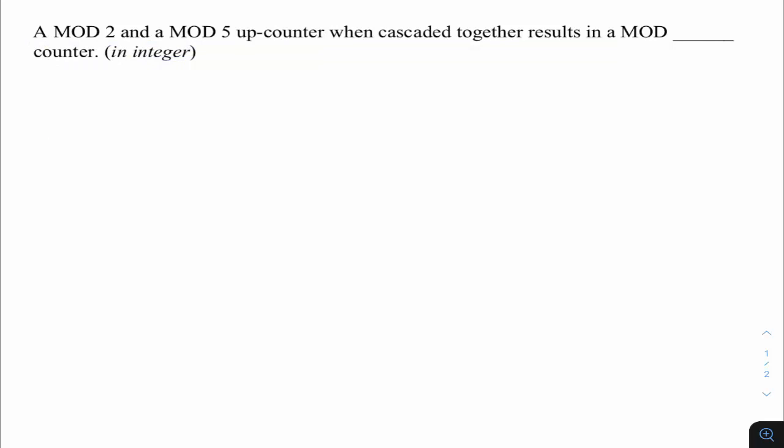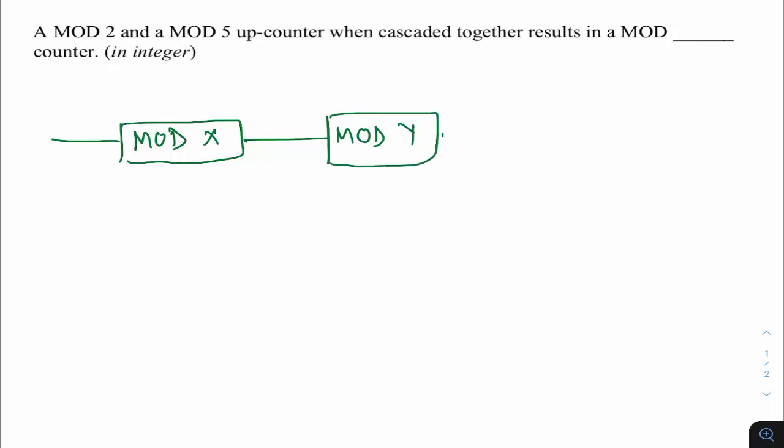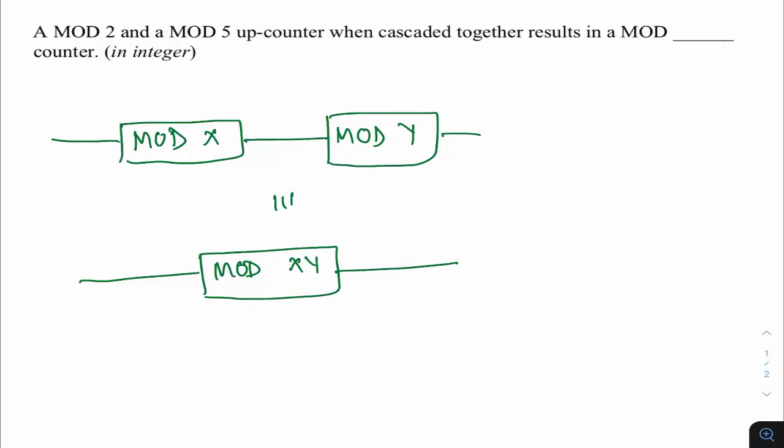You know the concept: if we have a mod x counter connected in series or in cascade with a mod y counter, then equivalently this is a mod xy counter. Wherever counters of different mod numbers are in cascade, the overall mod number is the product of their individual mod numbers. So here it's a mod 2 counter and a mod 5 counter. Overall it is equivalent to mod of 2 into 5, that is, a mod 10 counter. Okay, so the answer is 10.